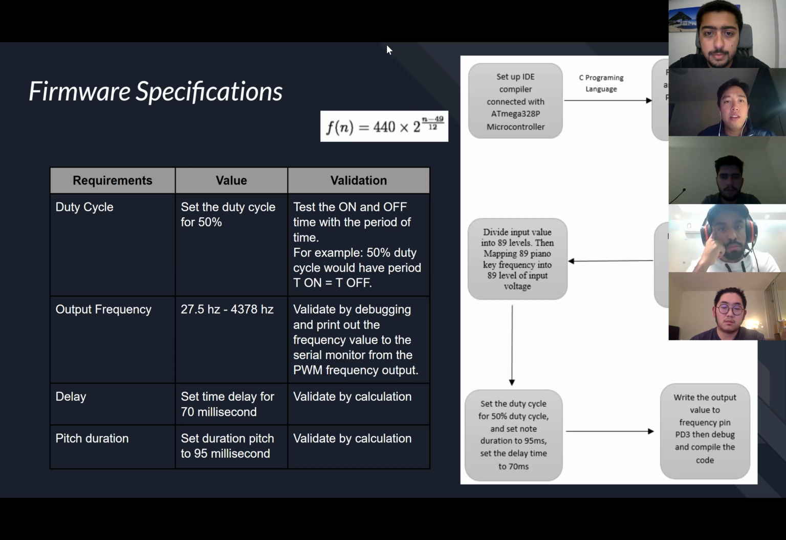And you see over here, we had a formula for the frequency of the piano key, which is Fn equal to 440 multiplied by 2 to the power of (n minus 49) over 12. So every note frequency will be calculated by using this formula.